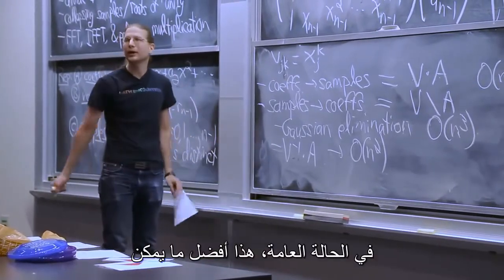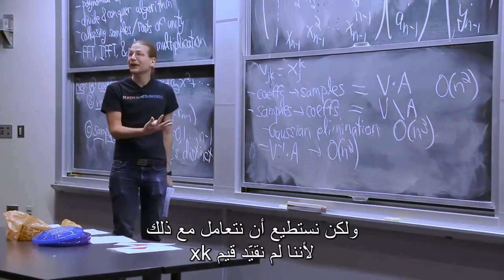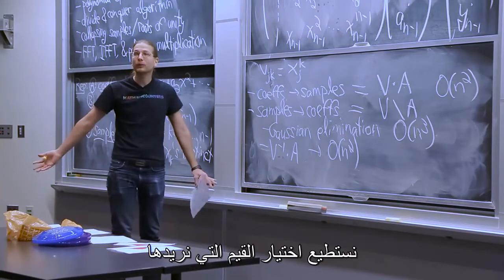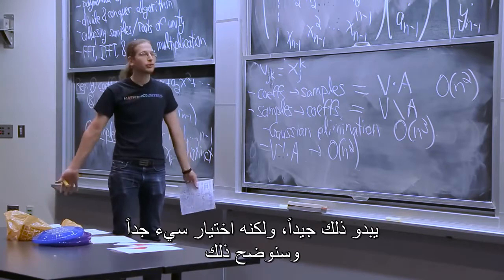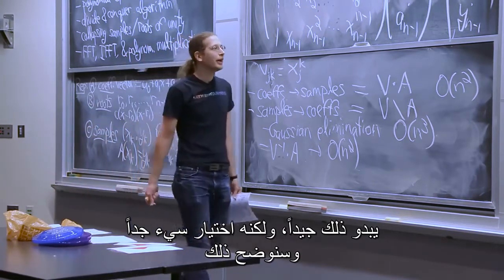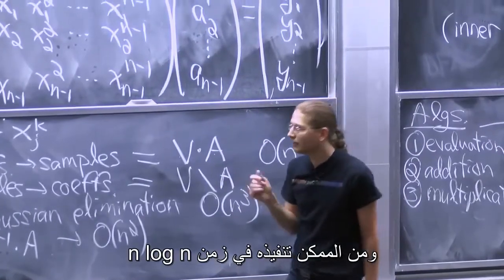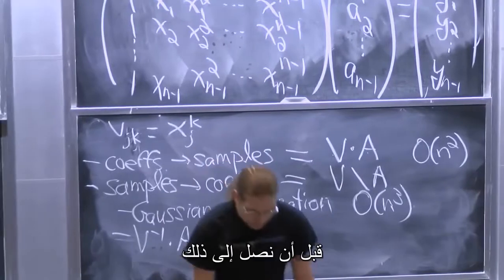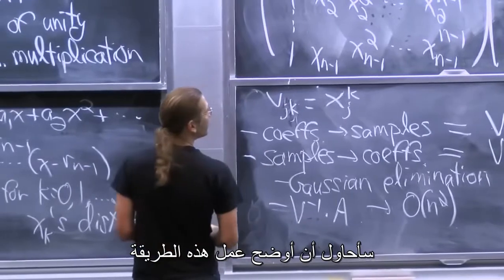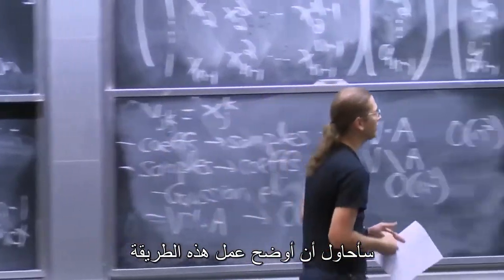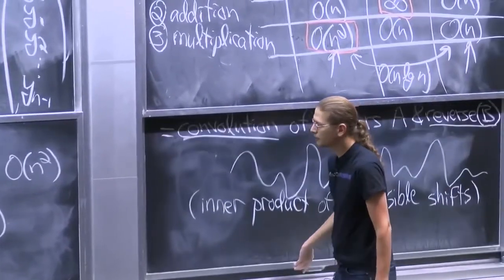In general, we can't do any better, but we have one freedom, which is we have said nothing about the xk's. We can choose them to be whatever we want them to be. I keep saying xk equals k. That seems fine. It's actually a really bad choice for a reason we will get to. But there is a choice where magically this transformation becomes easy, and you can do it in n log n time. Before we get there, I want to give you some motivation for how this could possibly work.